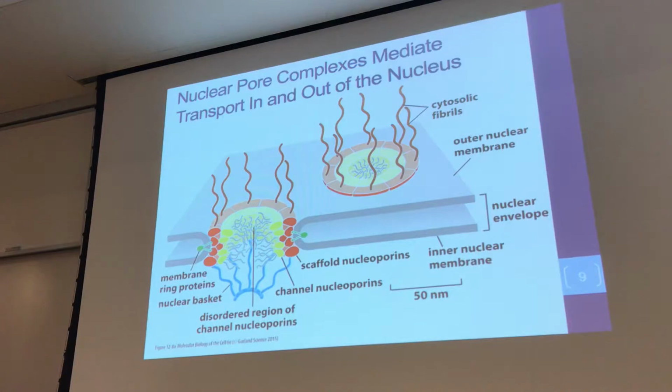So all of this is working together to get proteins either specifically into the nucleus from the cytoplasm, but there's also proteins that are being transported right out of the nucleus.